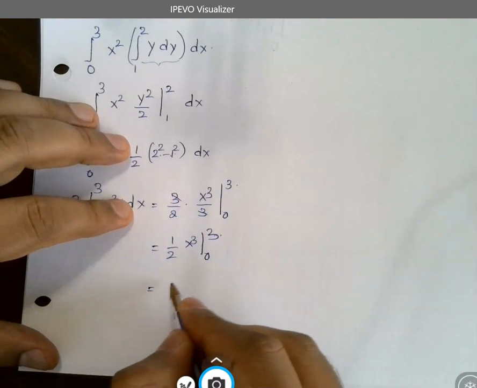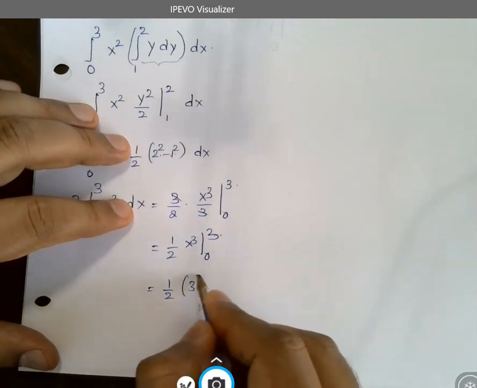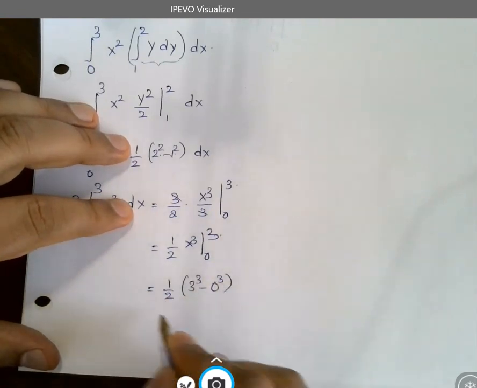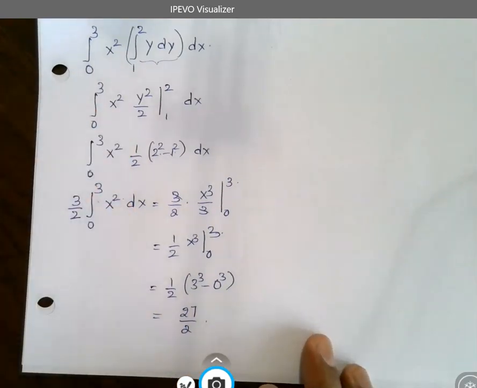So upon substituting the limits of integration, you get 1/2 times 3 cubed minus 0 cubed, so that's going to be 27 over 2. That is the volume. Okay, is this clear? I hope this is clear.